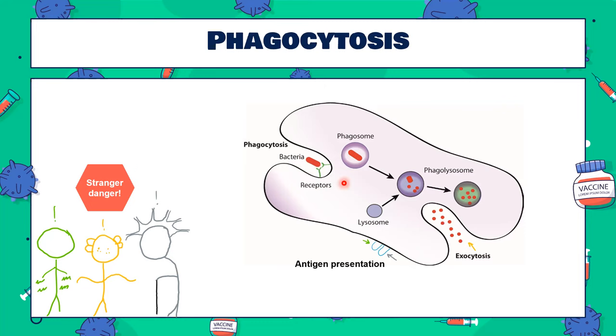So this is called the process of phagocytosis. It is done by our macrophages, by our neutrophils, and by our dendritic cells, all of which are considered professional antigen presenting cells.